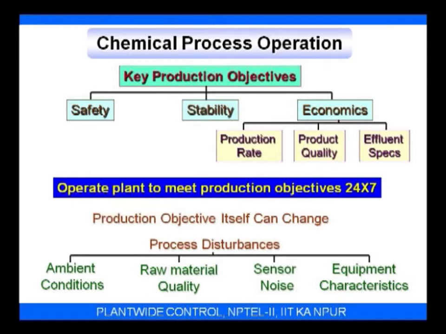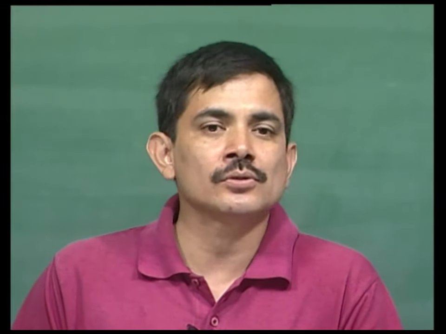For example, in the winter season, a refinery may be required to produce more heating oil, whereas in summer months it may be required to produce more gasoline. The production objective itself can change.